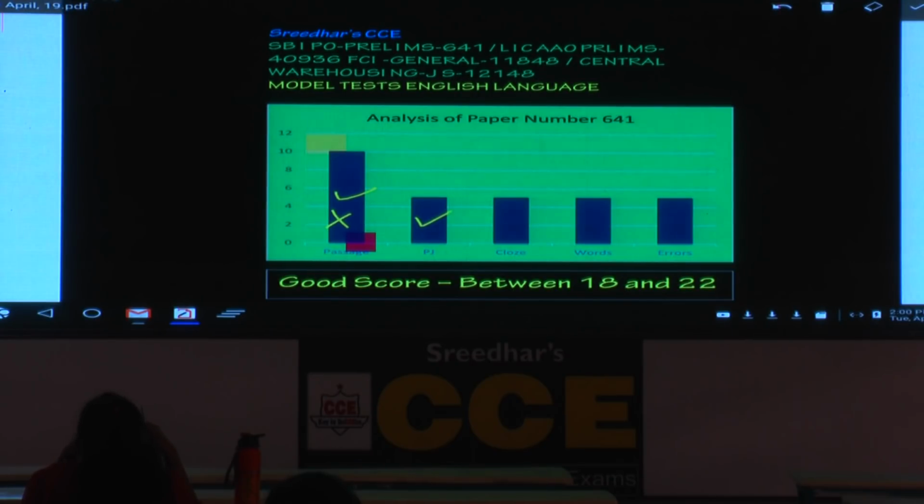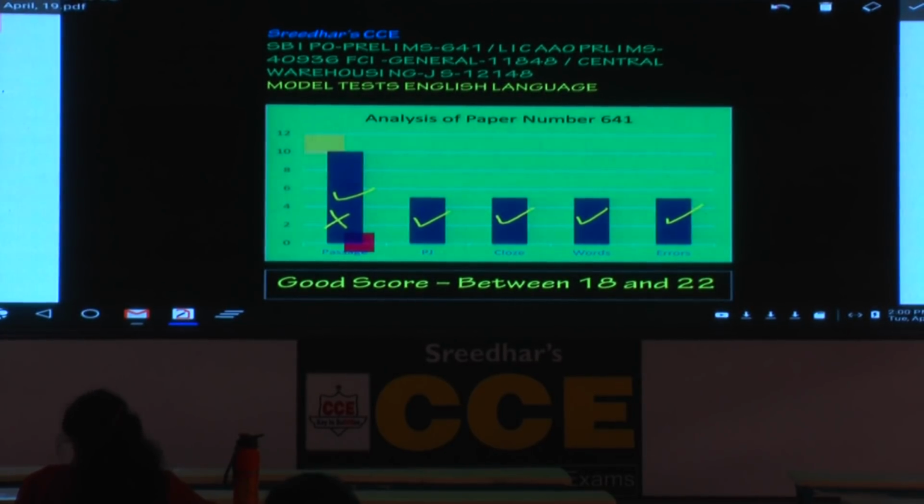Para jumble, all the 5 you should get. Close test, all the 5 you should get, if not 4. And words, double fillers, again 3 or 4, not difficult. And if you read carefully, you should get all the 5 correct. Errors are rather easy. What we have learned based on that should not be a problem.